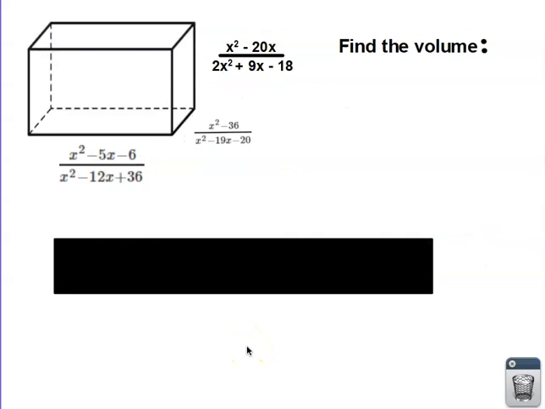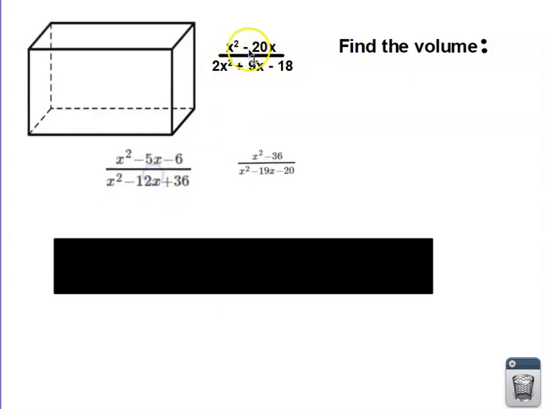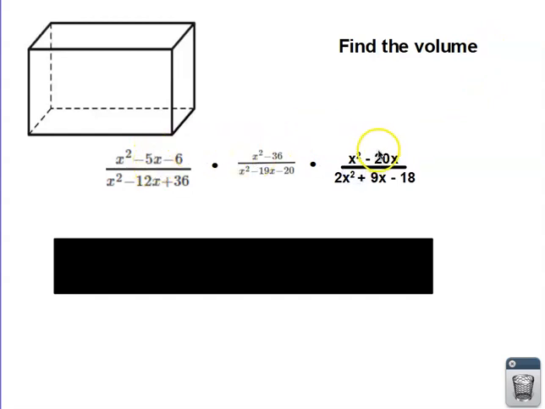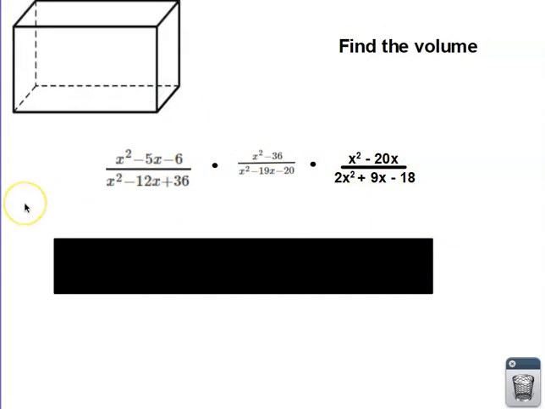So final problem, if the question said, find the volume. Volume of a cube is length times width times height. So we would want to take all of our dimensions and multiply them together. So stop the video, factor each piece, and then start dividing out common factors to get your final answer.